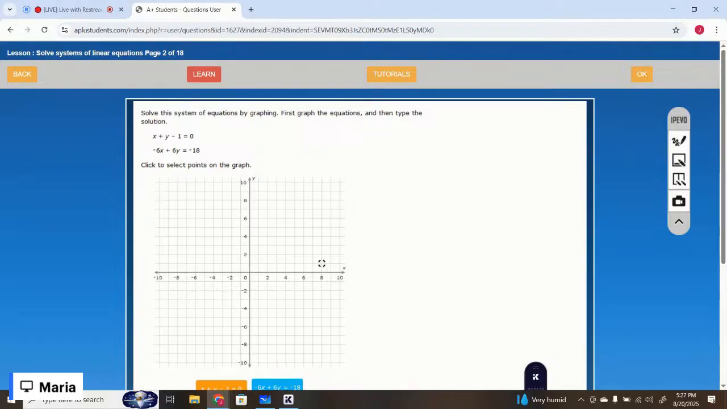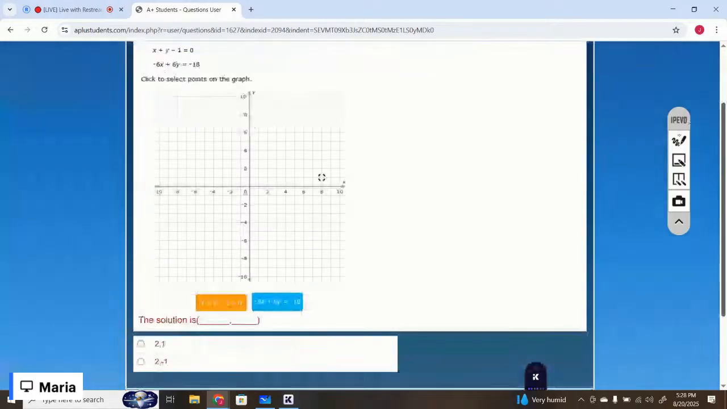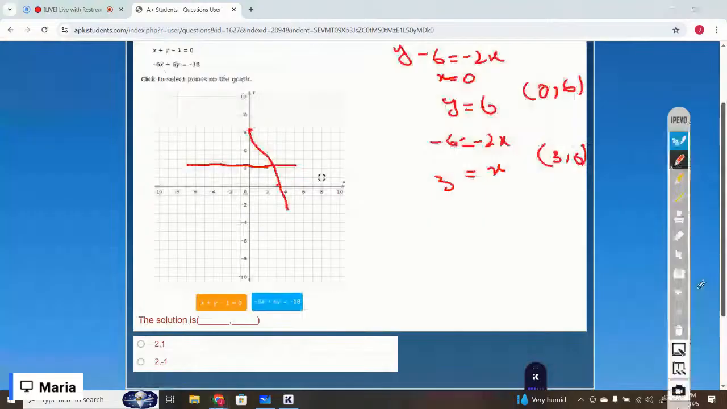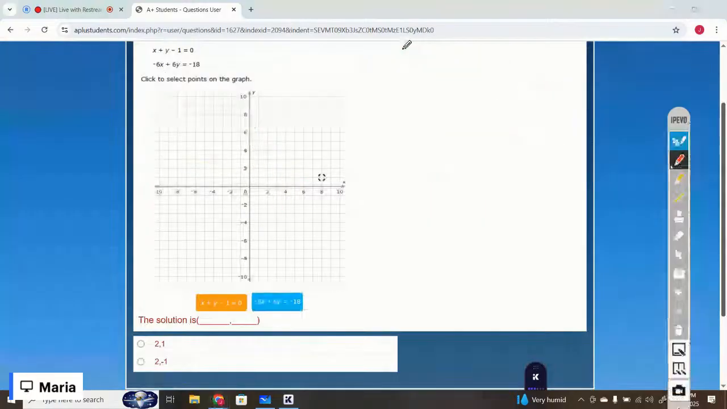x plus y minus 1 equals 0. Negative 6x plus 6y equals negative 18. Let's just rewrite equation number 1. That is x plus y equals negative 1.